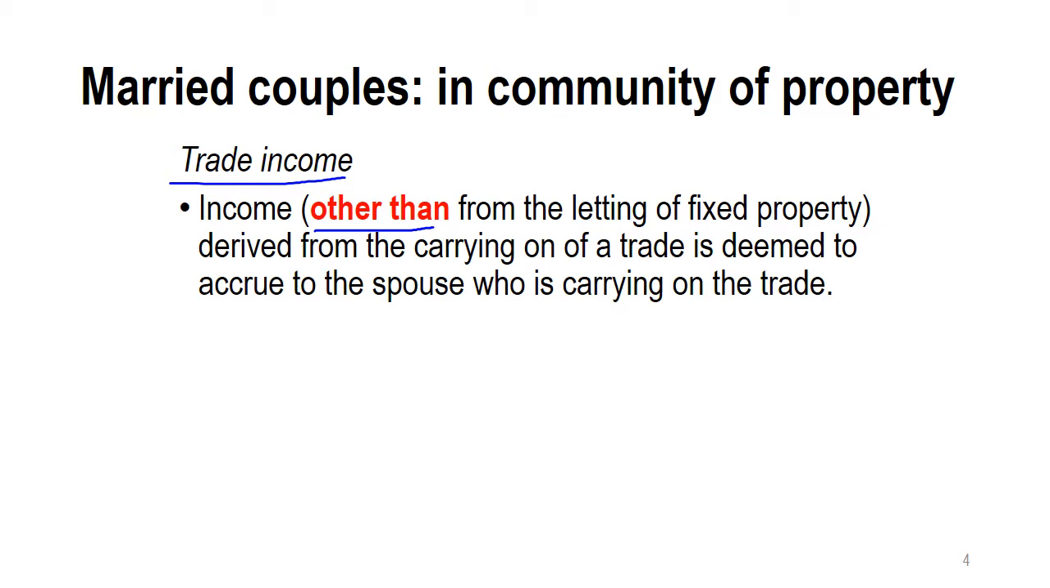Now, the reason why this is significant for us is because if it is income derived from the carrying on of a trade, it is deemed to accrue to the spouse who is carrying on the trade. In other words, if you have a married couple and the wife trades but the husband does not have a trade, the fact that they are married in community of property has no influence on this part of the calculation, because the trading income is deemed to accrue to the spouse who is carrying on the trade.